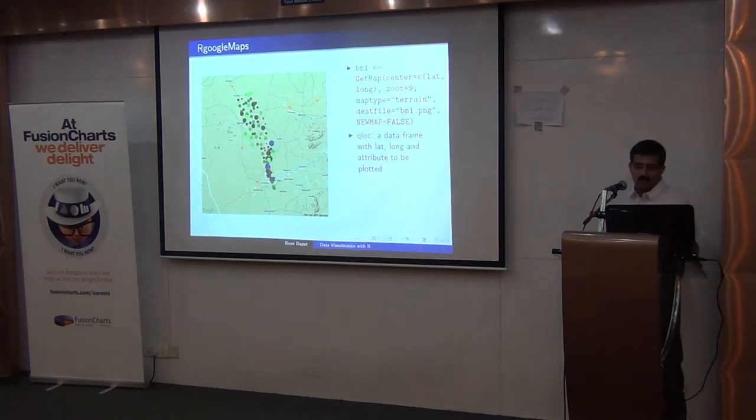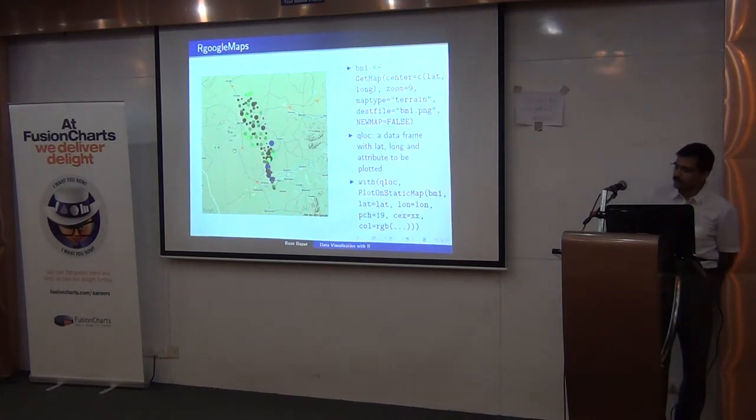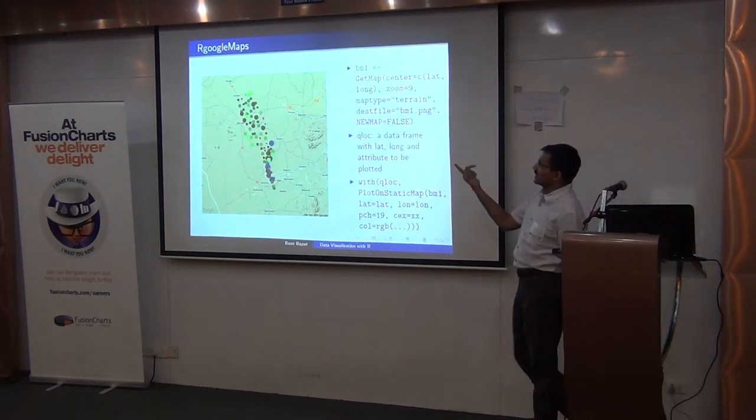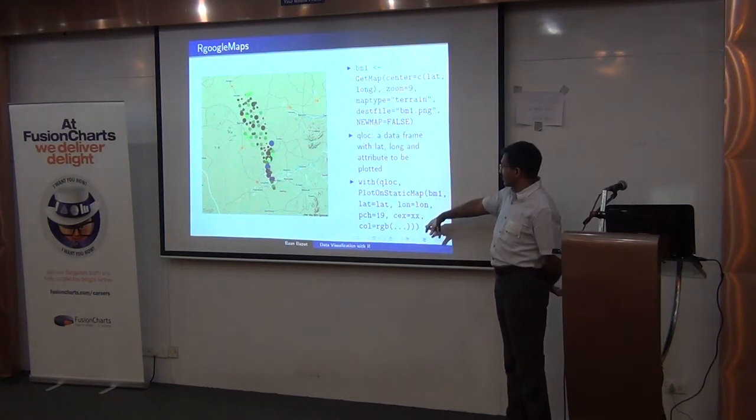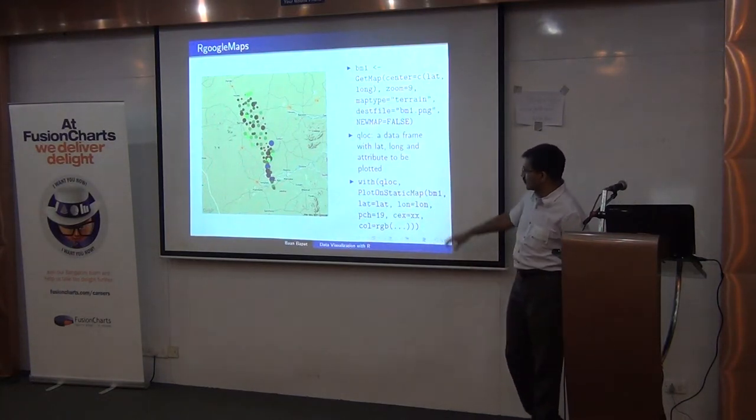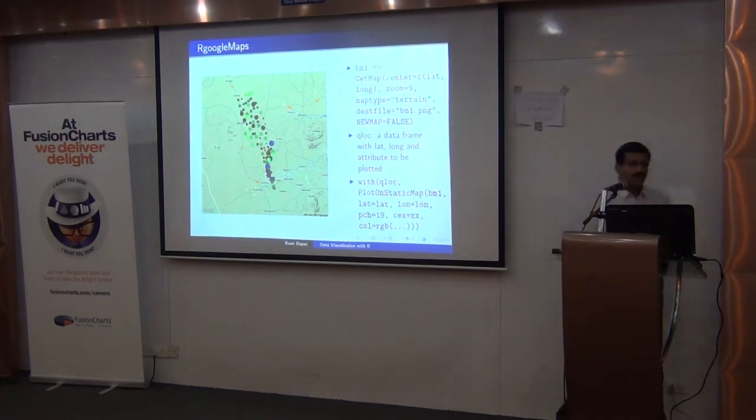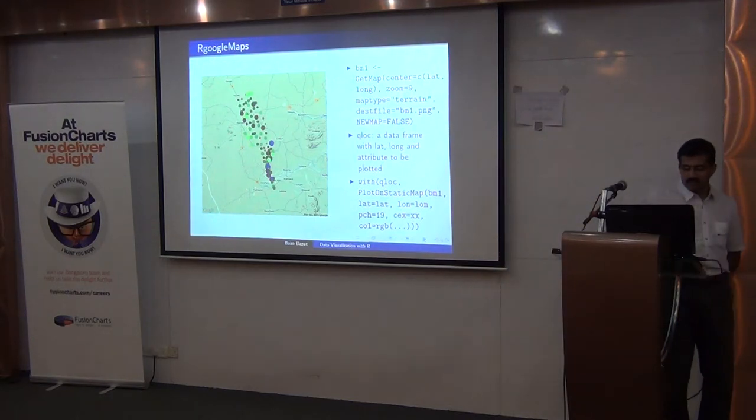And again, the plotted points, the size as well as the color, are a function of the index itself. Okay, so the function used is PlotOnStaticMap. The arguments are very similar to any other plot function.